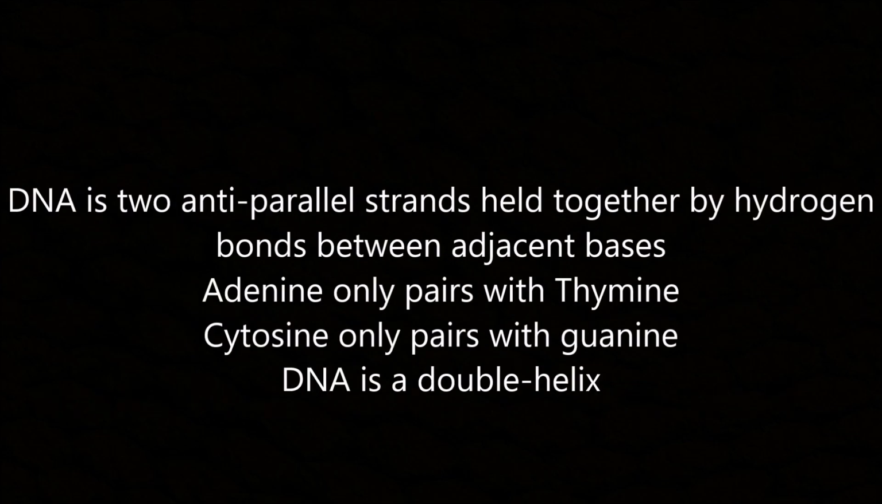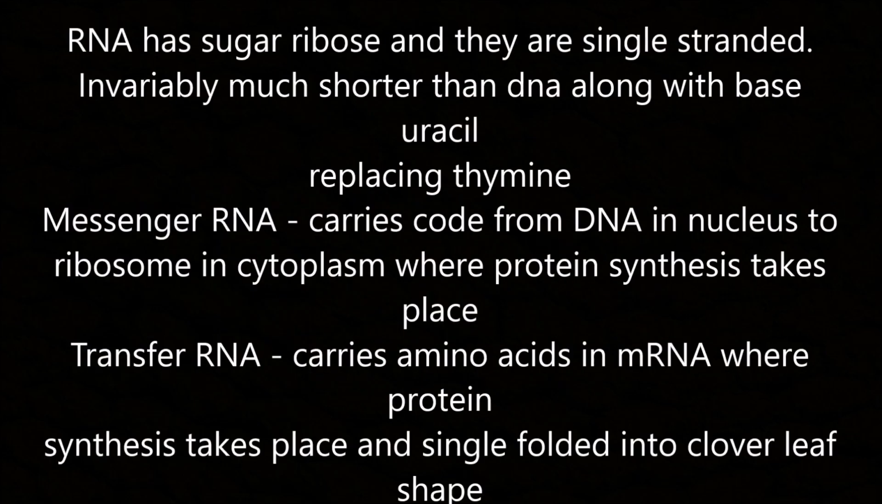DNA is two anti-parallel strands held together by hydrogen bonds between adjacent bases. Adenine only pairs with thymine, cytosine only pairs with guanine, and DNA is a double helix. RNA has the sugar ribose and is single-stranded. It is invariably much shorter than DNA, along with the base uracil replacing thymine.